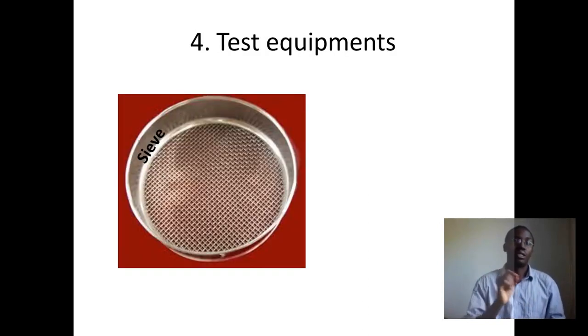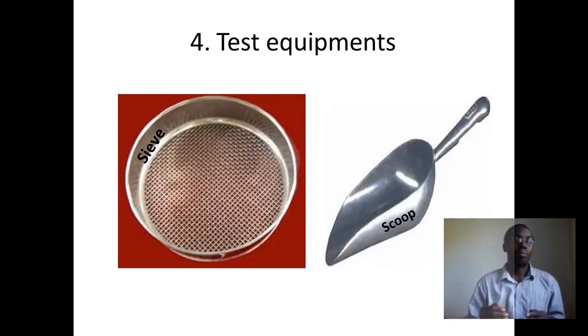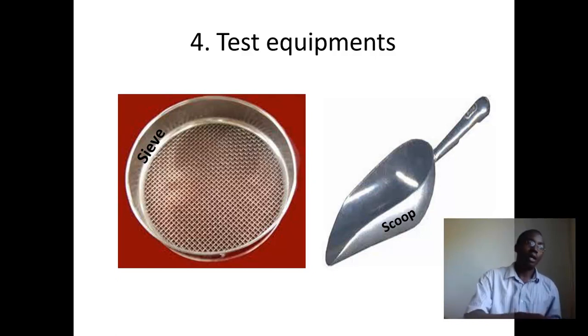4. Test equipments. The sieve is the main piece of equipment used in the sieve analysis test. As you see, it has holes or apertures which allow sand particles smaller than the holes to go through, and those larger than the holes to be retained on the sieve. The scoop is used to pick sand particles from one point to the other.